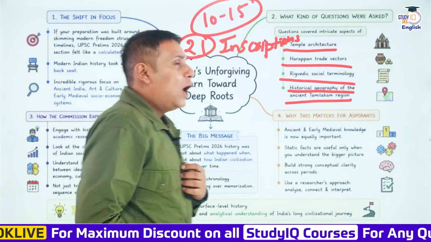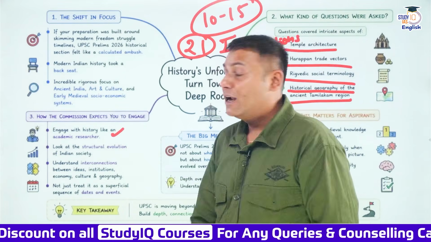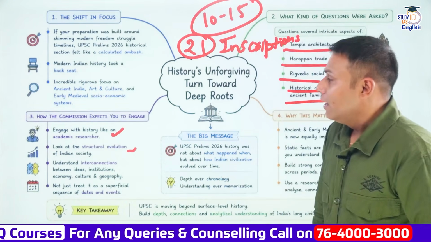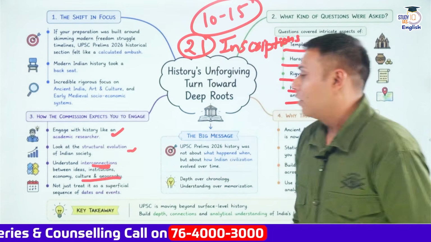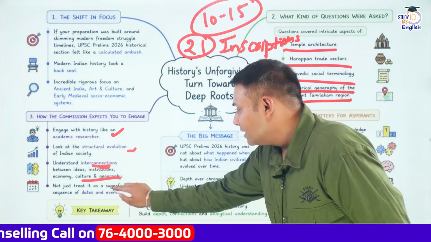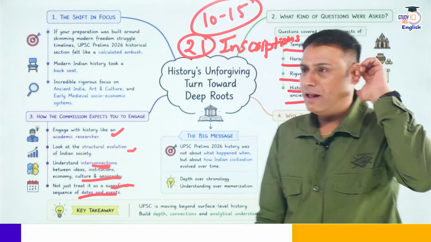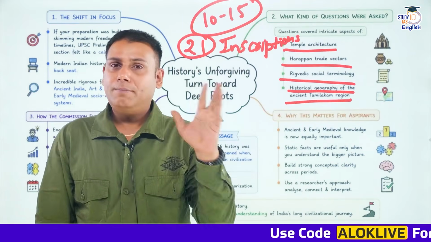First thing, how the commission now expects you to engage. First of all, engage with history like an academic researcher. Secondly, look at the structural evolution of Indian society. Understand the interconnection of ideas, institutions, economy, culture, and geography, not just treat it as a superficial sequence of dates and events. Let me give you a very simple example. Like Pallavas and Chalukyas. You might have studied about them.